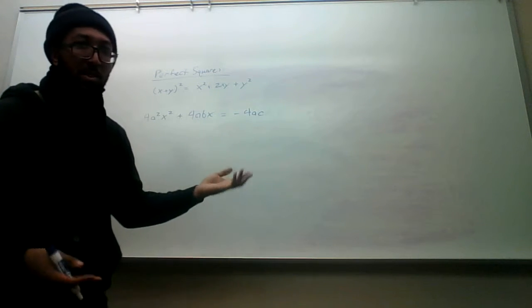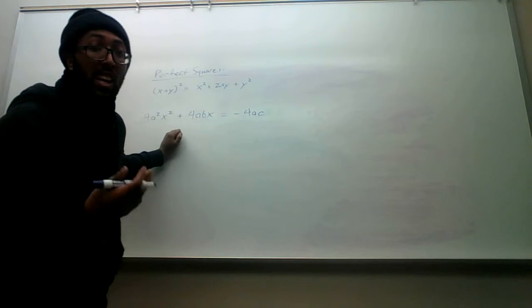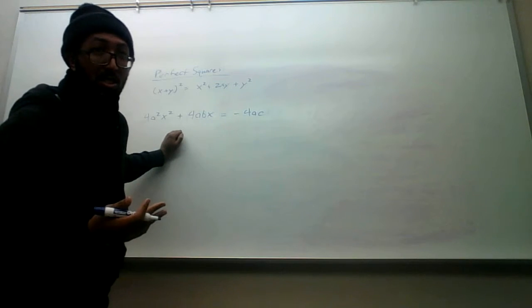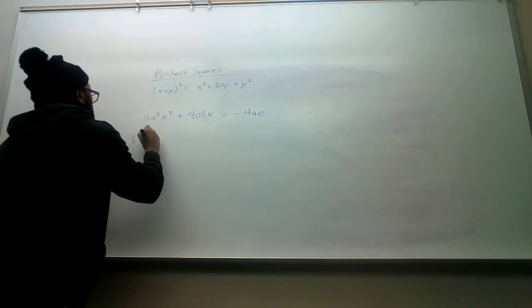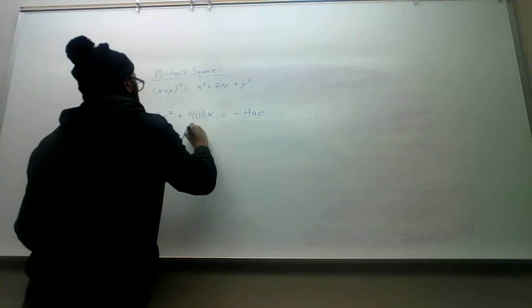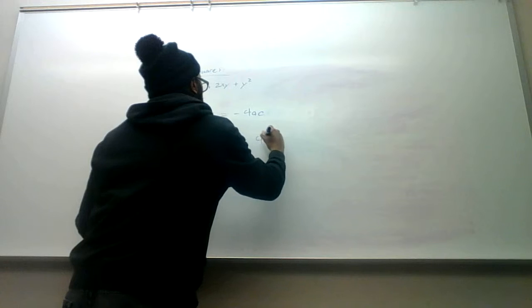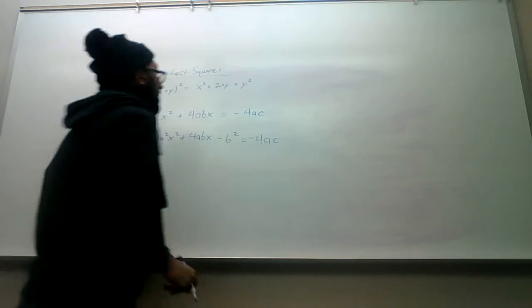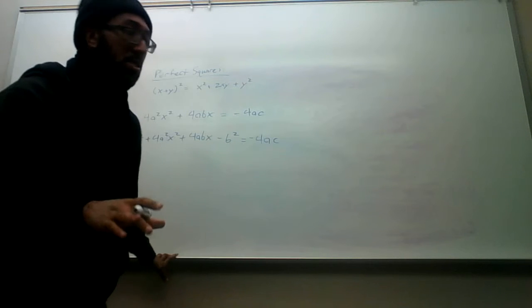Because b squared minus b squared is 0, if I add this to the left side, it doesn't change anything about this function. So let me go ahead and do that. I want to add here b squared plus 4a squared x squared plus 4abx minus b squared is equal to minus 4ac.